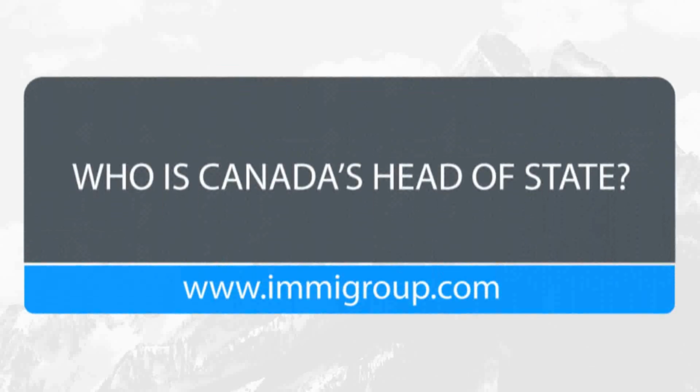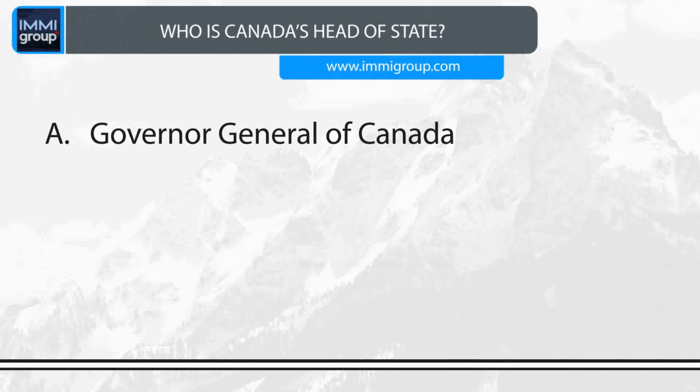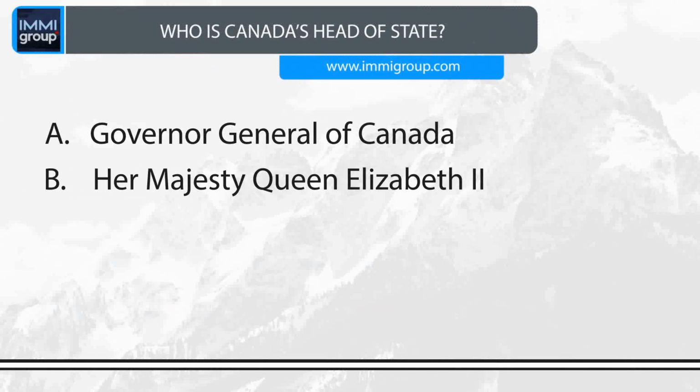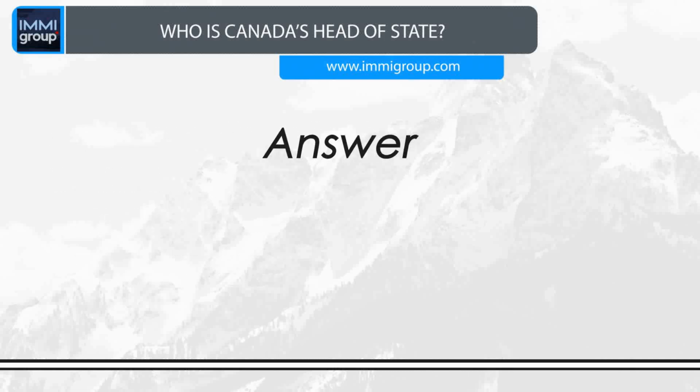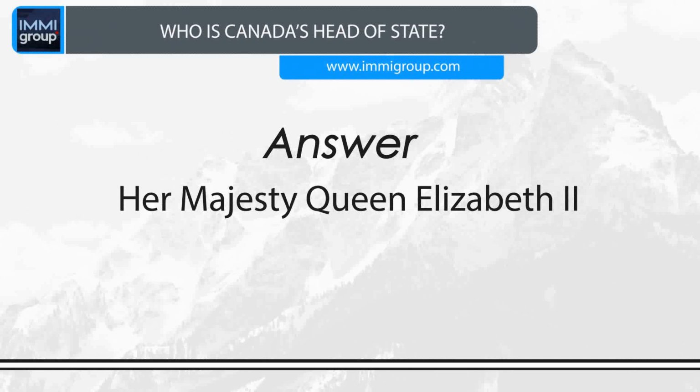Who is Canada's head of state? A. Governor-General of Canada. B. Her Majesty Queen Elizabeth II. C. Prime Minister. D. Lieutenant Governor. Answer: Her Majesty Queen Elizabeth II.